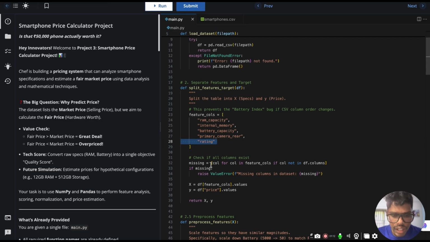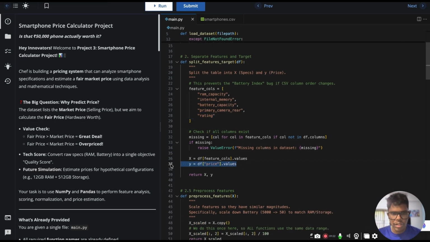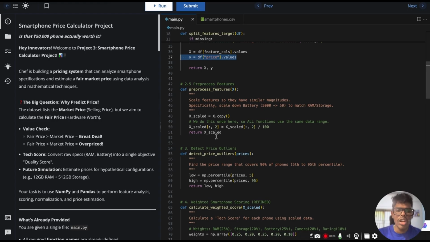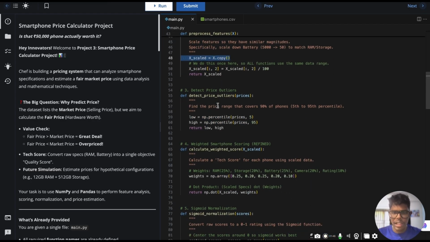Then we check that no column is missing; if any column is missing, we say that the column is missing from the dataset. Then we have the feature columns and the price, so we have 2 categories. Then we have the preprocessed features. We first create a copy of the features, and then we scale down the battery to match the RAM and storage. If the battery is 5000 mAh, then we bring it to 50 to match the RAM and storage, so it is easy for us to compare. It will be in the same range.